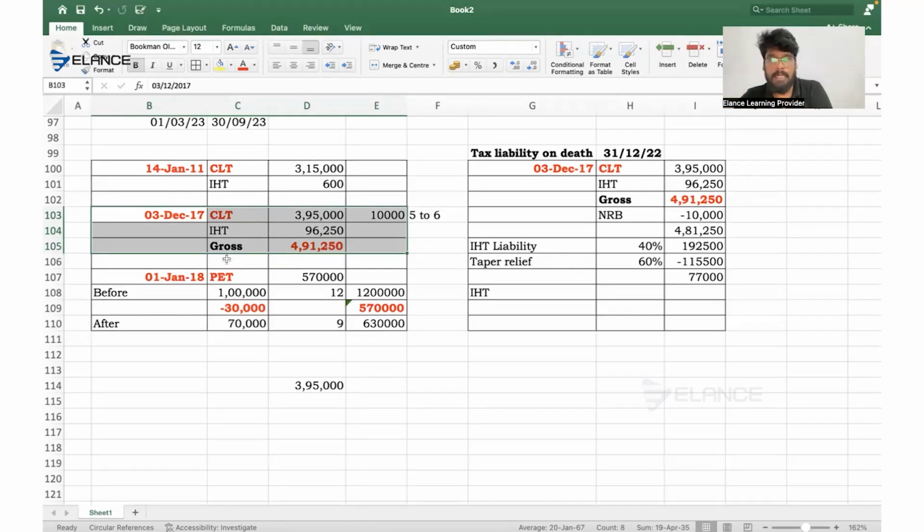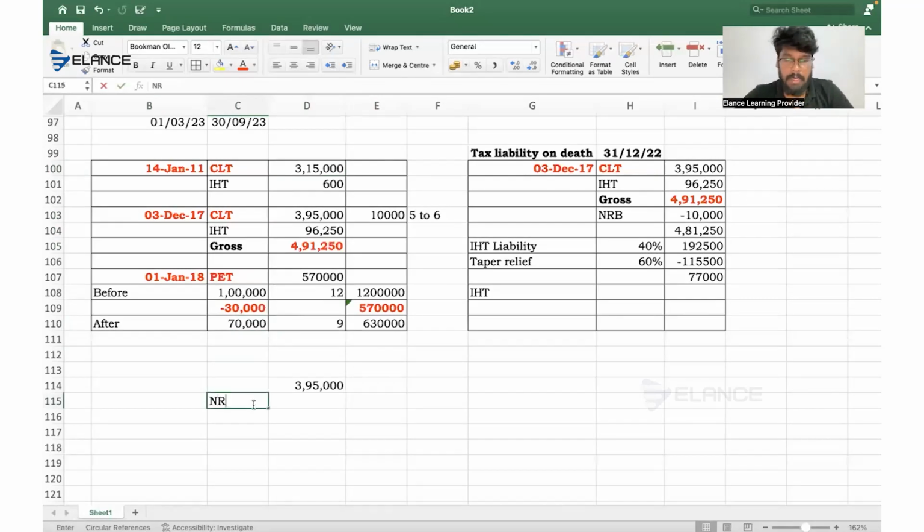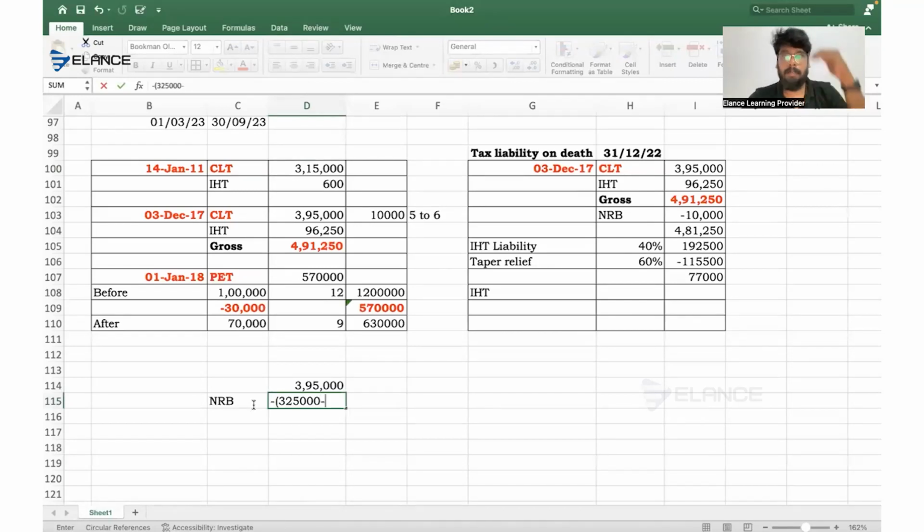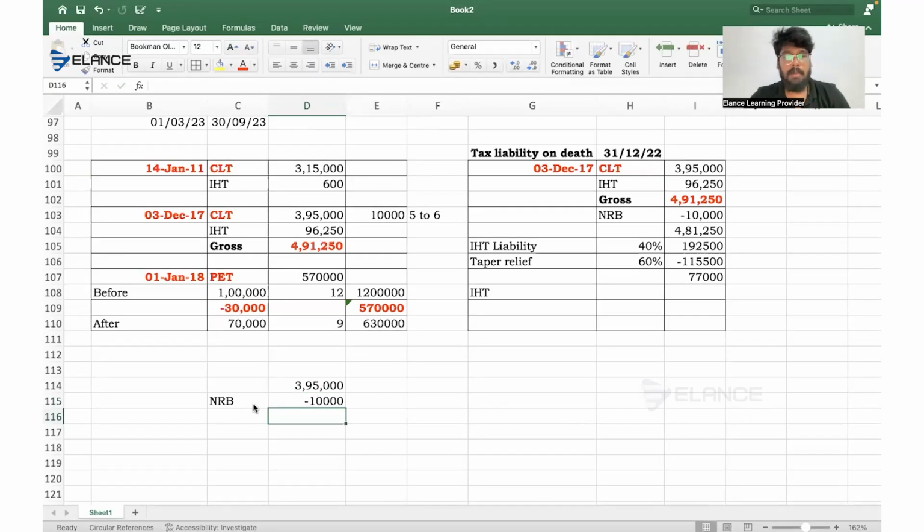To find the available nil rate band, we take 7 years back and find out if there were any chargeable transfers. Going back 7 years from 2017, there was a transfer in 2011 with a chargeable value of 315,000. The maximum nil rate band is 325,000, and in the previous 7 years there was a chargeable amount of 315,000, so the available nil rate band is 10,000. So at the time of transfer, the available nil rate band is 10,000, and 395,000 is reduced to 385,000.